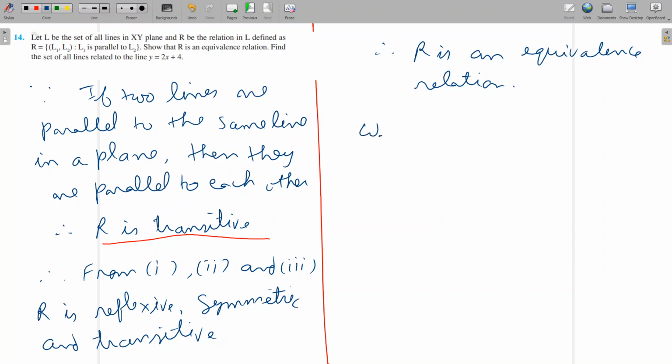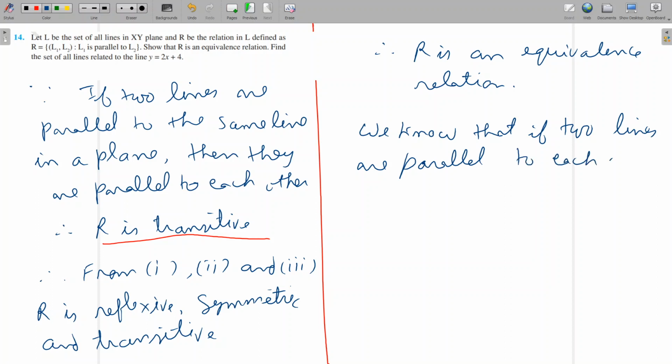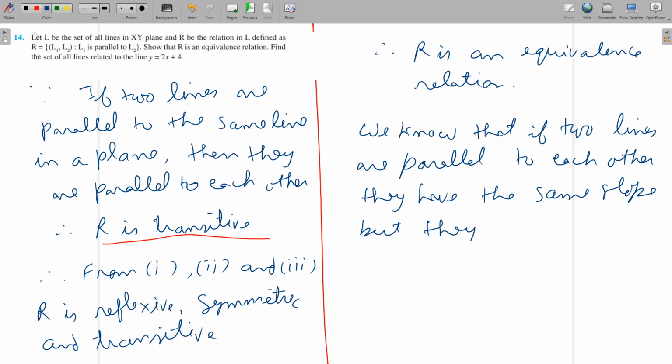We know that if two lines are parallel to each other, they have the same slope, but they may differ in the constant c.